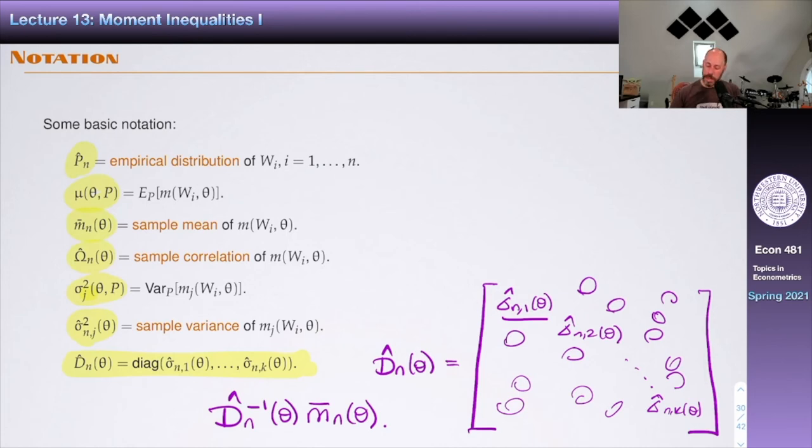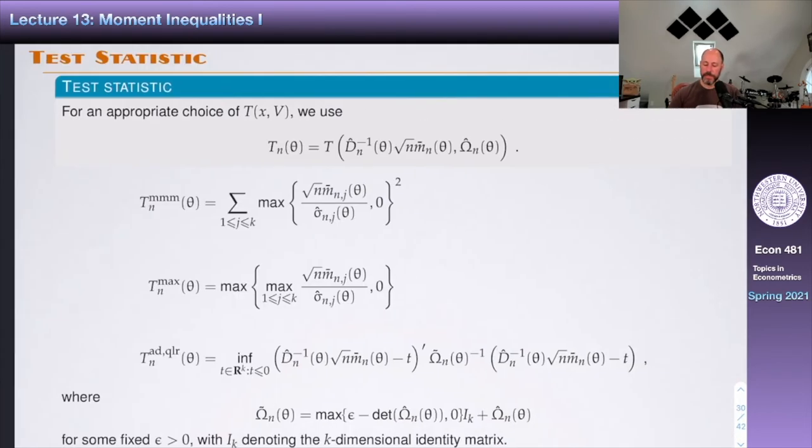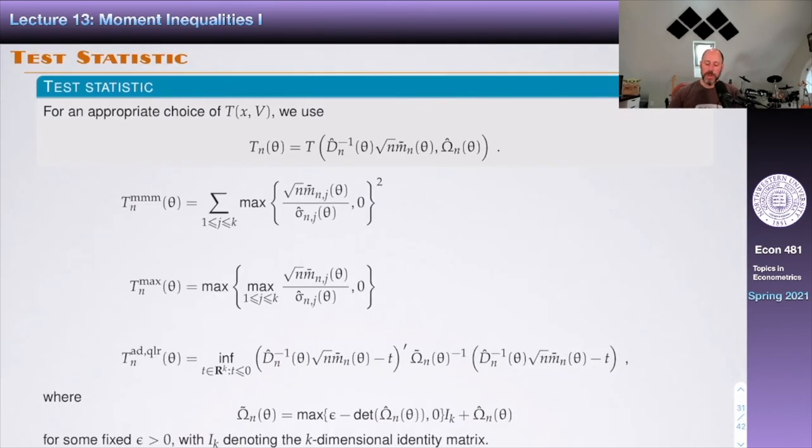So you're going to see this object appear quite often. You might ask where D hat inverse is coming from. We're standardizing so that things are scale invariant. So we want to standardize that. Okay, this is the notation. If it becomes unclear what I'm doing, just stop me and ask me about the notation as we move along.